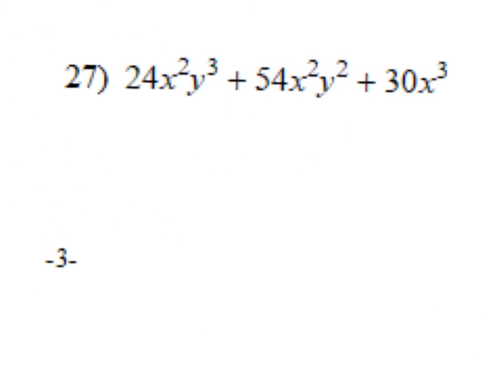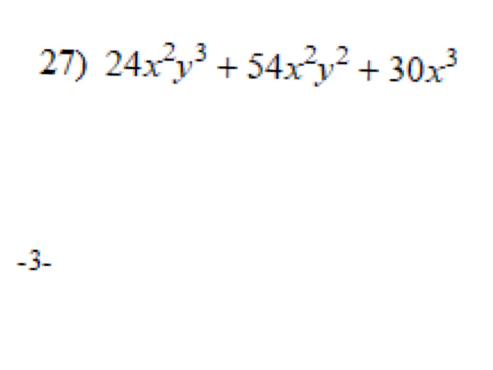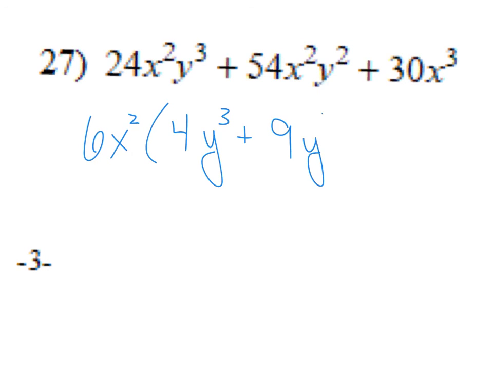27, okay, this is a hot mess, so let's just pull a GCF out. So I can pull a 6 and an x squared out. I'm going to get a 4y to the third, 9y squared, and then a plus 5x when I do that.